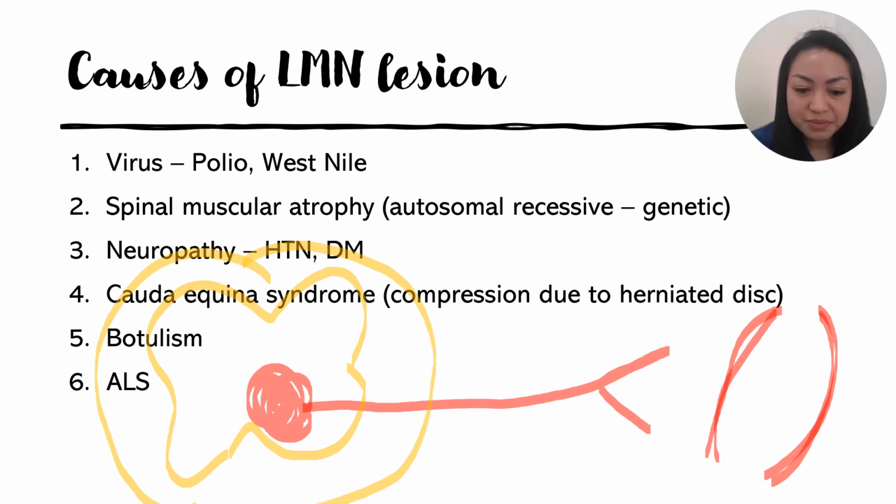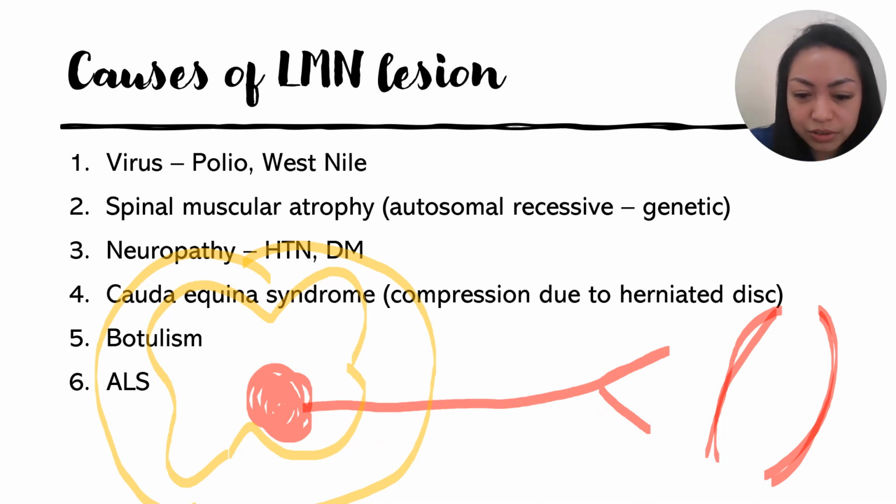Okay, so this is a lower motor neuron. It's in the anterior gray horn of the spinal cord, and then it extends its axon, and the axon terminal terminates at this junction between the skeletal muscle and the neuron. So basically anything that can damage the lower motor neuron, from the anterior gray horn, its axon, and then the axon terminal, can cause a lower motor neuron lesion.